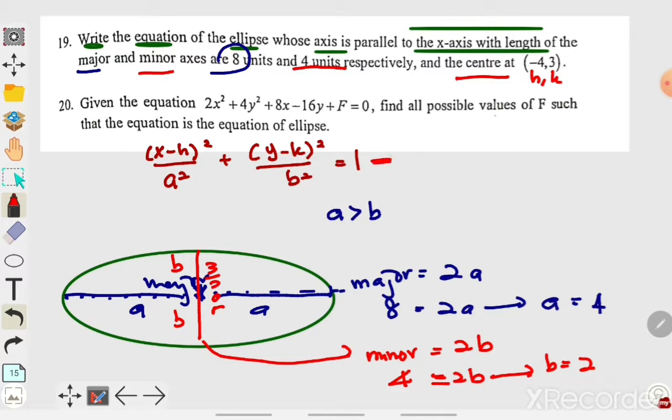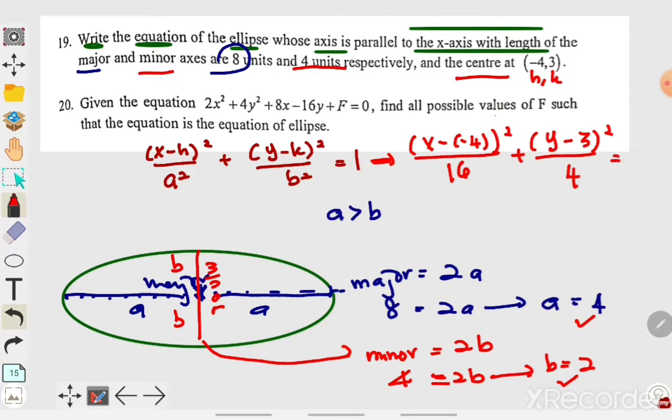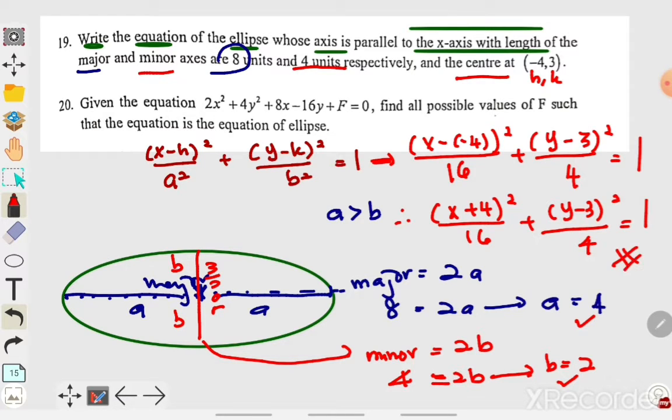Okay, let's substitute into this equation. So you have (x minus negative 4) squared divided by a squared. So a equals 4, so 4 squared equals 16, and plus. Next is (y minus k), so (y minus 3) squared, then divided by b squared. So b equals 2, so 2 squared equals 4, equals 1. And finally, you have that the answer is (x plus 4) squared divided by 16 plus (y minus 3) squared divided by 4 equals 1. Done.